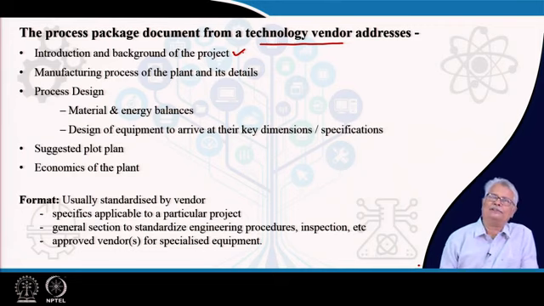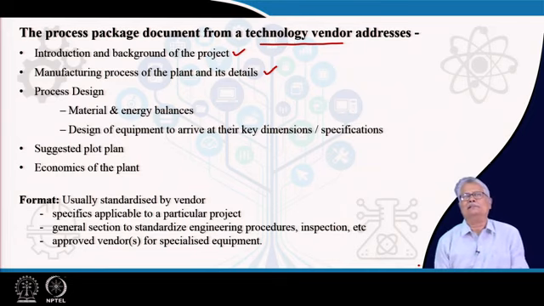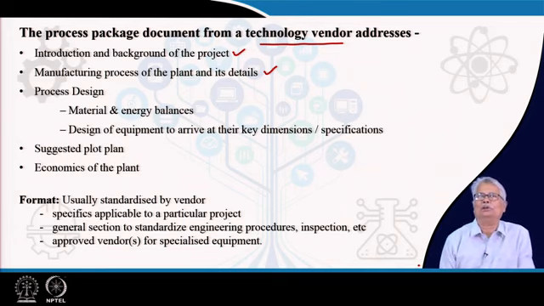Now, if it is not too small a plant, even if it is, the manufacturing process of the plant and its details are detailed in this. So, these two are basically something like preamble, which will always be at the right beginning of your process package.